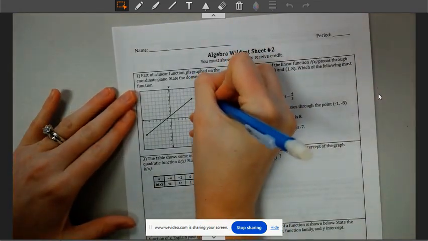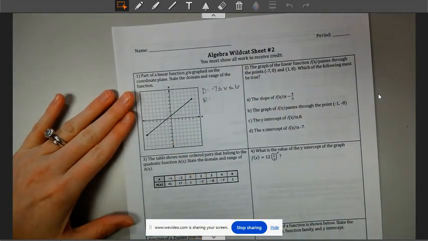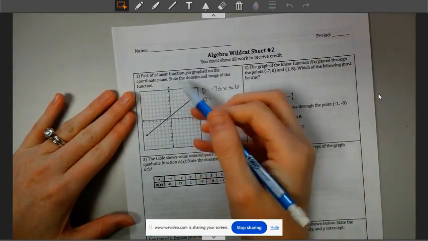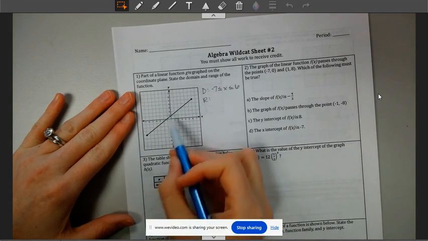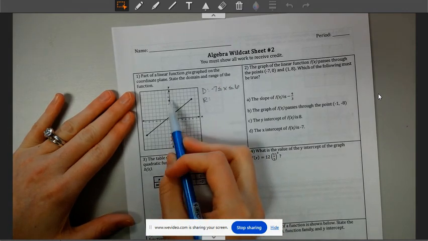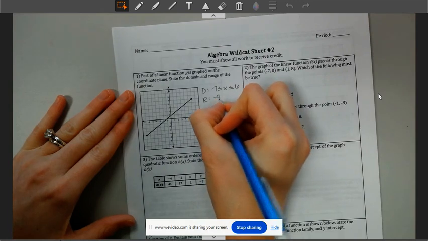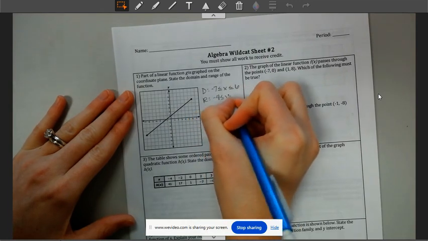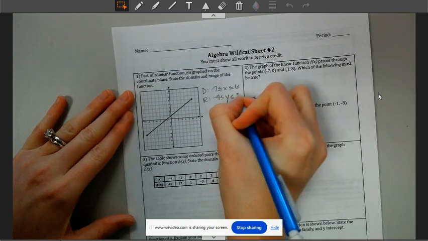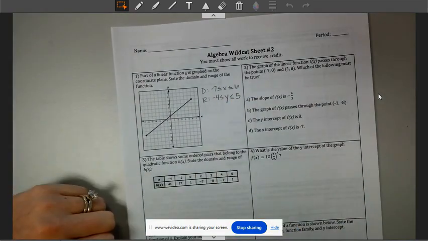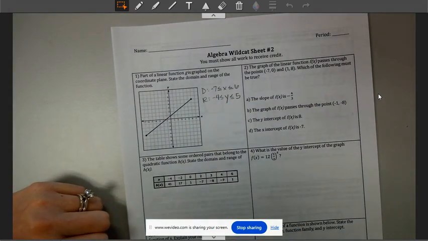Then range, we're talking about bottom to top, so down to up. So the lowest I go is -4, and the highest I go is +5. So again, least to greatest, -4 is less than or equal to, remember, y is range, is less than or equal to 5.